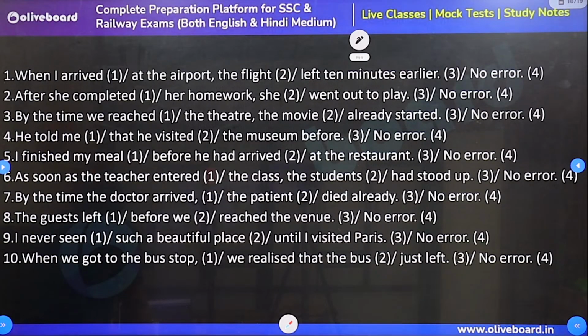Everyone, Manoj, Yogesh, Anmol. Exactly, Ashish.